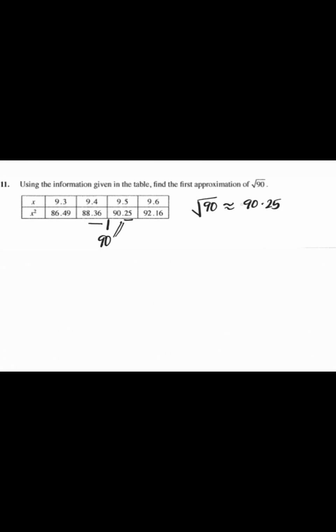Both sides, I will take the square root. Now, this one's square root was given as 9.5. Therefore, this one's square root is 9.5. So the first approximation of the square root of 90 will be 9.5. That is the answer for the 11th question.